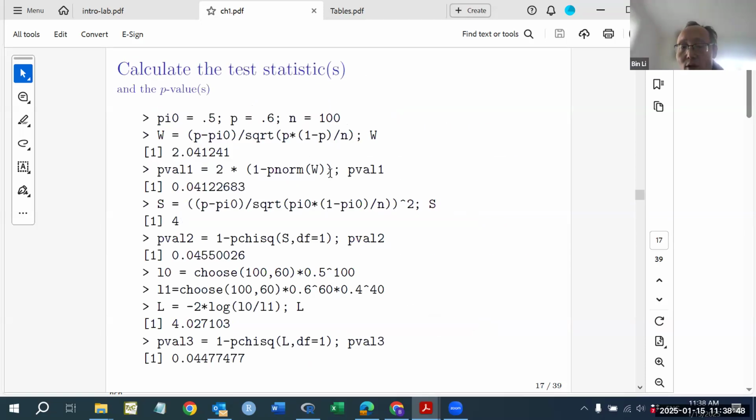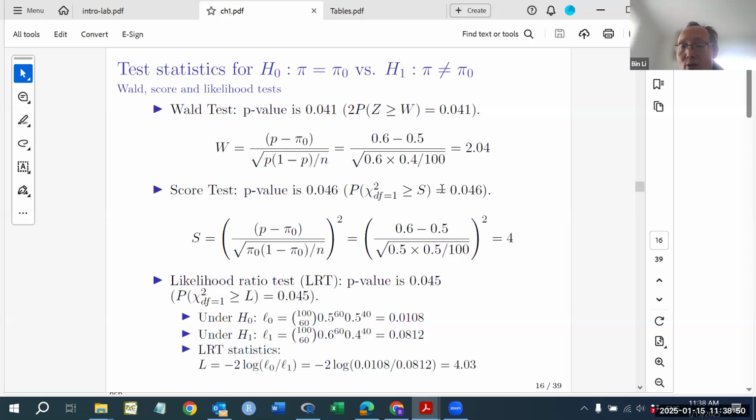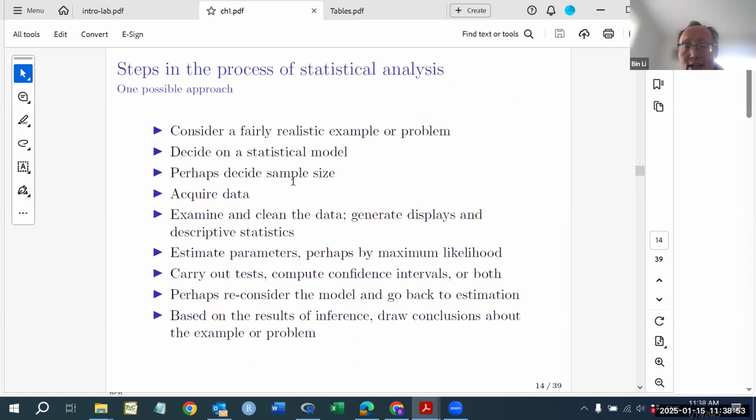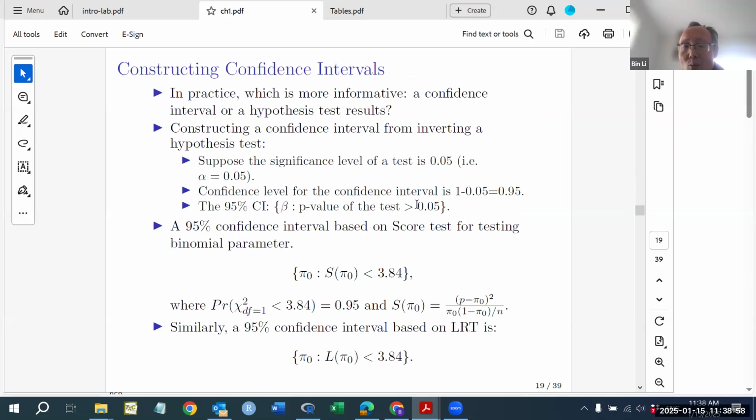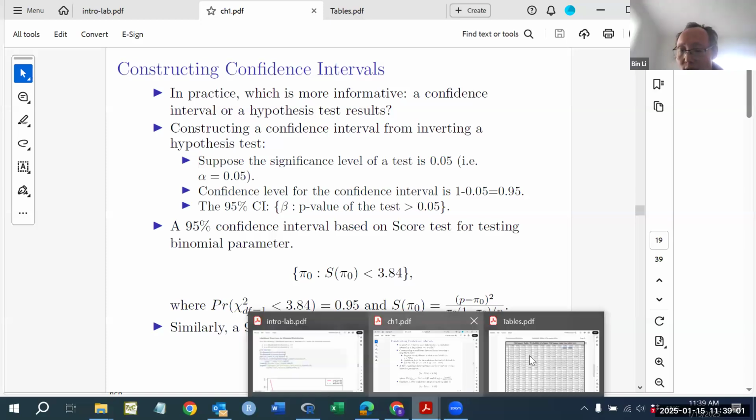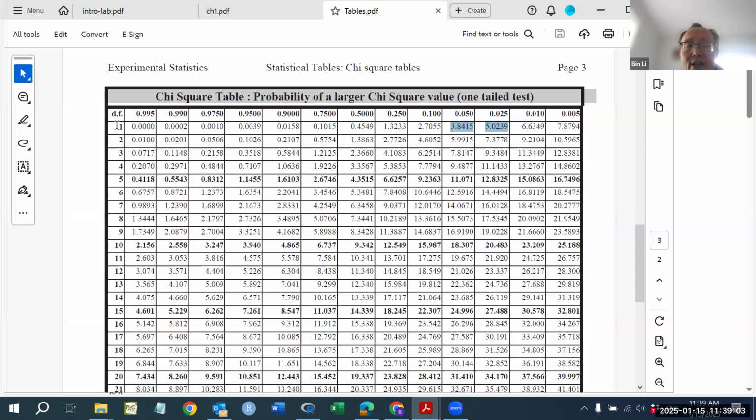What is that? Where does that magic number come from? Because the score test follows what? Chi-square distribution. Is that right? Score test follows a chi-square distribution. Okay, 3.84 is what? Let's go to the table. 1 degree of freedom, 3.84 is this magic number. You see that? That corresponds to 0.05. Okay, so that's the threshold, that's the cutoff point. So that's where the 3.84 comes from. Okay, it's actually 3.8415.